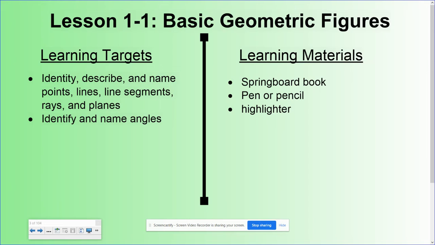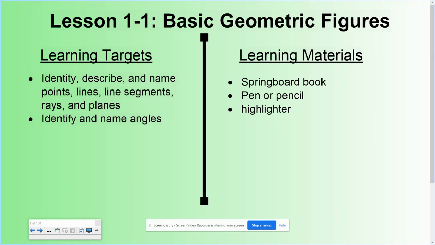We are going to start with our first lesson, Lesson 1-1, Basic Geometric Figures. Our targets today are that we're going to be able to identify, describe, and name points, lines, line segments, rays, and planes. We're also going to be able to identify and name angles.